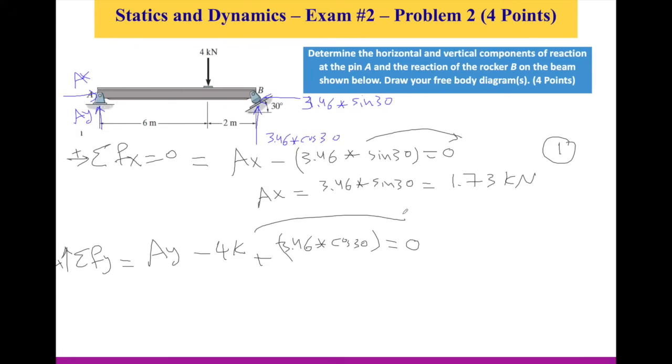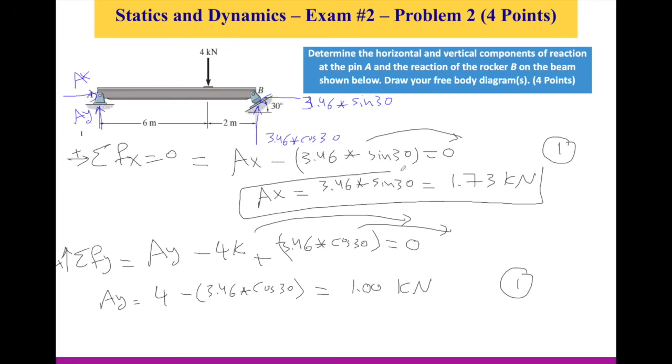You can move this to the other side, change their signs. So you have Ay equals 4 kilonewtons minus 3.46 multiplied by cosine 30. And this is going to give you Ay to be 1.00 kilonewtons. And if you have that, you get another point out of 4. And that's it. This is all your reactive forces.